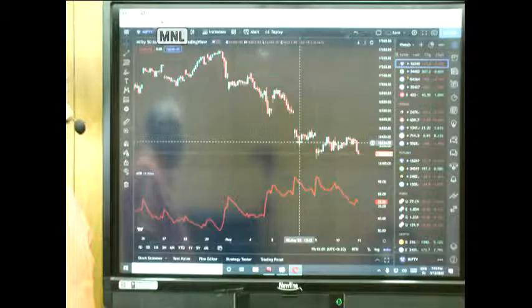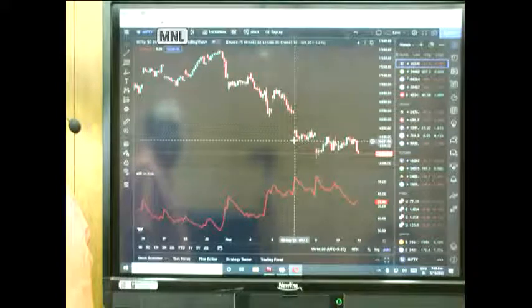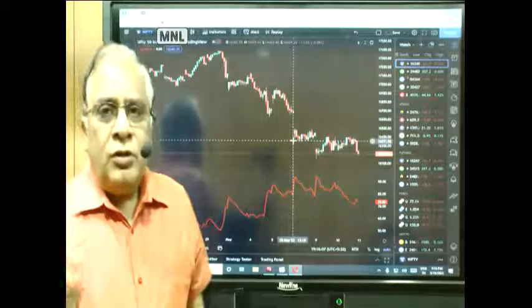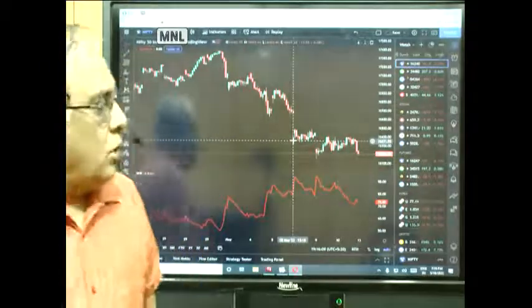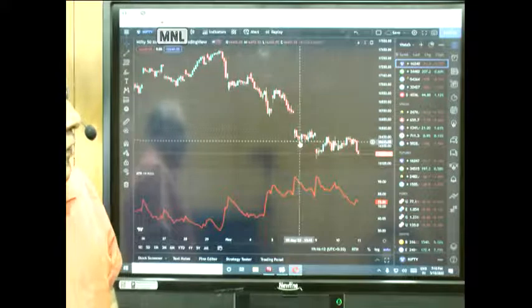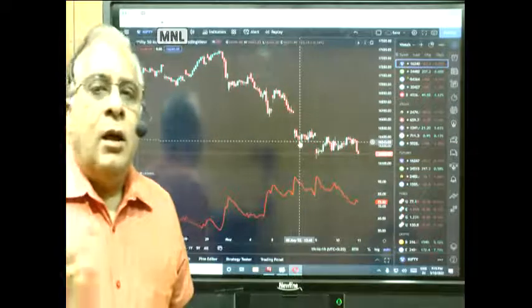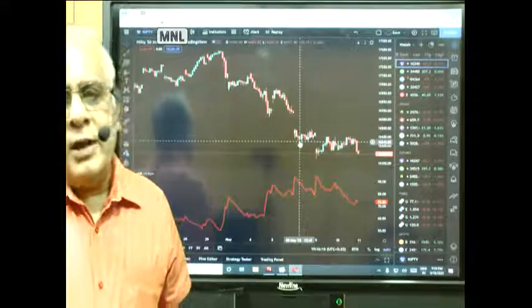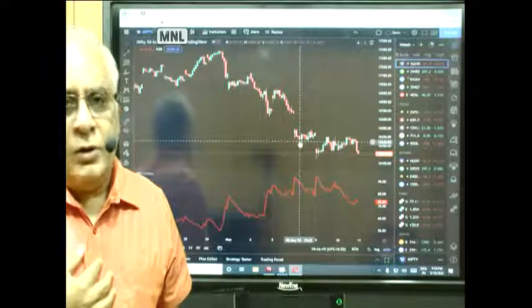So 16,340 and 16,669. So it's around 320 rupees. So already it has now crossed the expected line, which is going to be something like 270 to 280 points. That has been crossed.